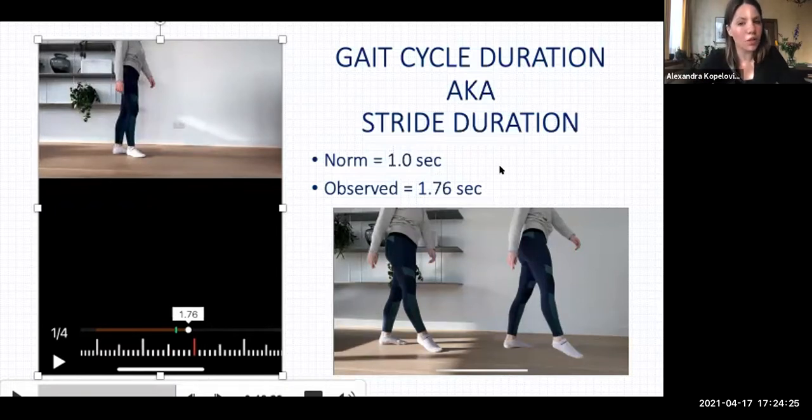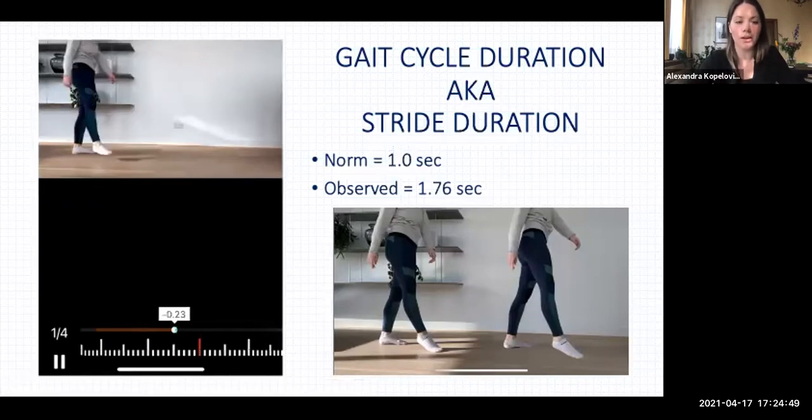So once again, we're going to look at these values, and this is something you can compare to the norm. If normally it takes a person on average 1 second to complete the entire gait cycle or stride duration, for our individual here, it takes 1.76 seconds to complete the entire gait cycle, which is almost double the time of the average. So that's definitely something you would want to note as a therapist.